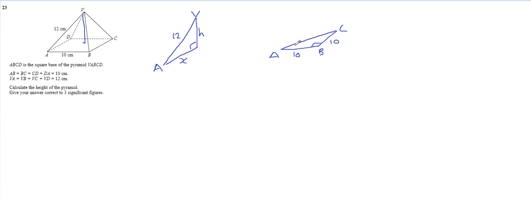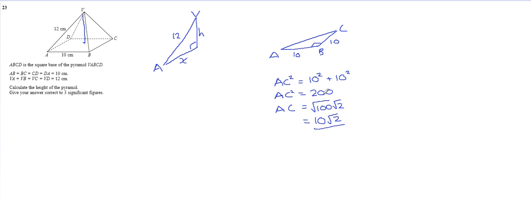So AC squared is going to be 10 squared plus 10 squared. So that is 200. So therefore AC would be the square root of 200, which I'm going to write like this, okay, using my surds knowledge, and you get 10 root 2. And you can type that into your calculator, square root 200, and you're going to get 10 root 2. So I'm just going to change the colour here just to emphasize, so it's 10 root 2, which means X is half of that, so that must be 5 root 2.